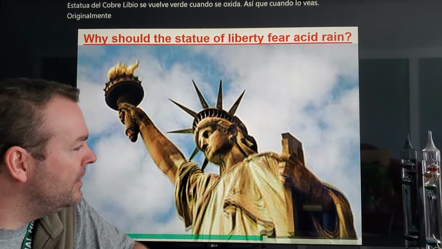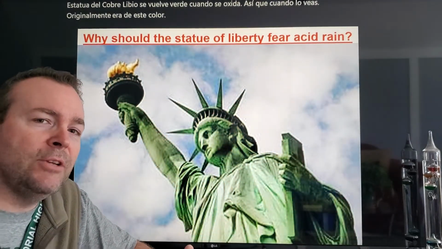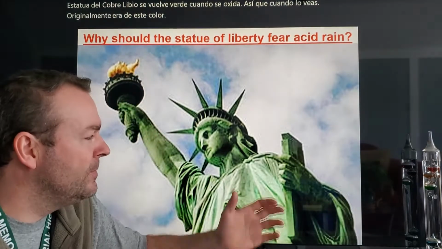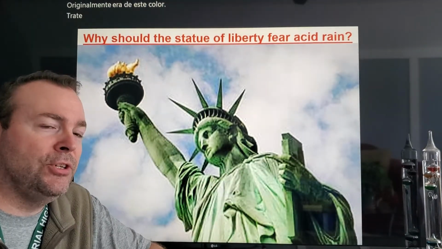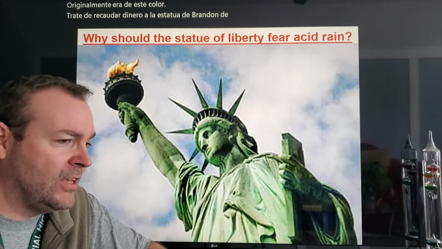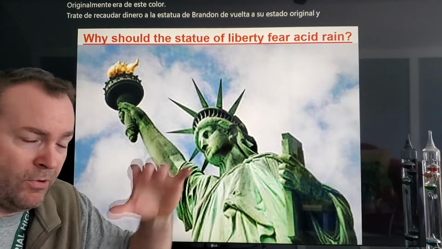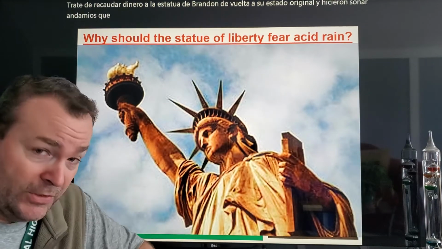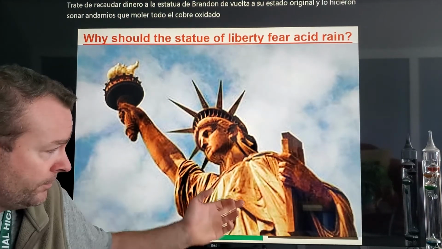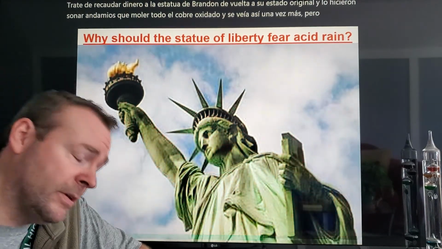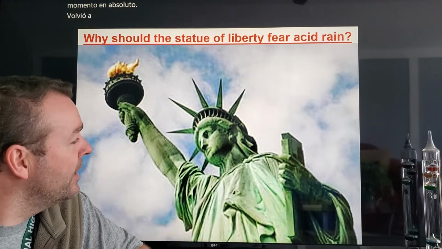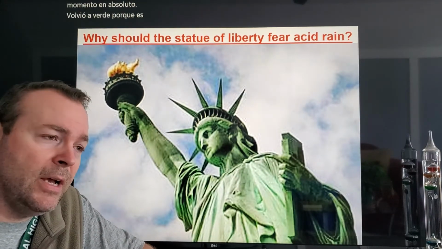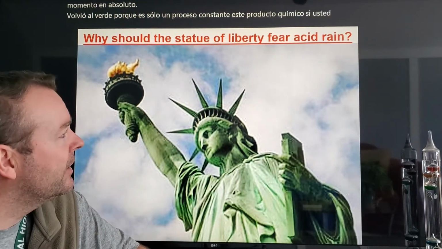Back when I was a kid, they sold Statue of Liberty coins to try to raise money to bring the statue back to its original state. And they did. They set up scaffolding, they ground off all the oxidized copper, and it looked like that once again. But in no time at all, it went back to green because it's just a constant process, this chemical weathering. You're not going to stop it. You could slow it down, but you're not going to stop it.